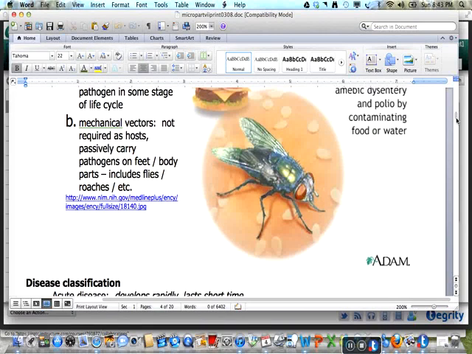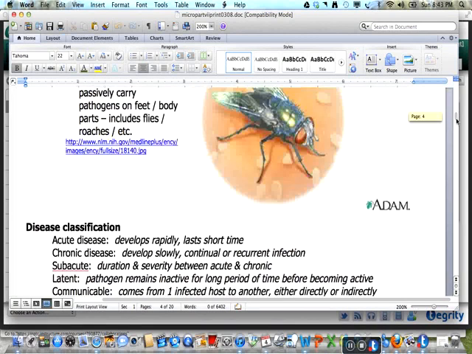So here we've got a picture of a fly walking on food. We don't know what the last thing was that fly walked on, but it could potentially pick up some contaminants that way.